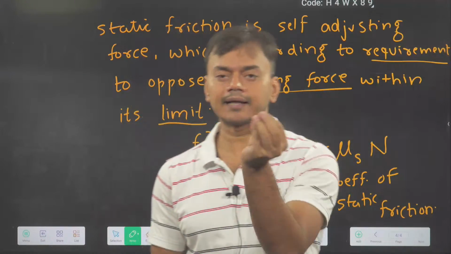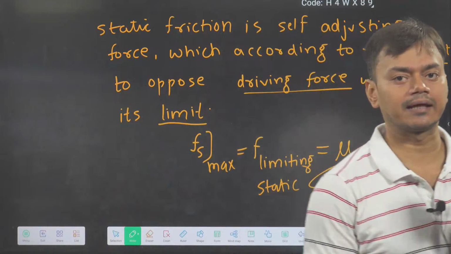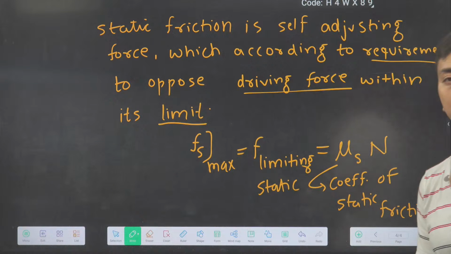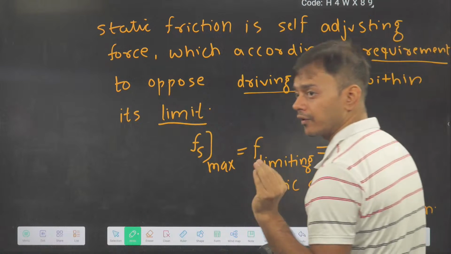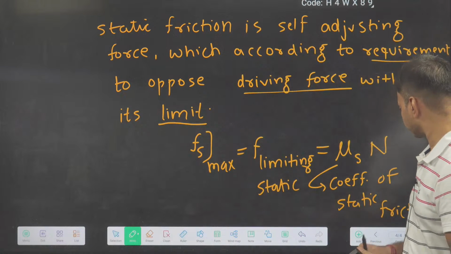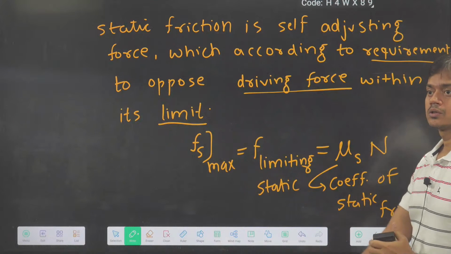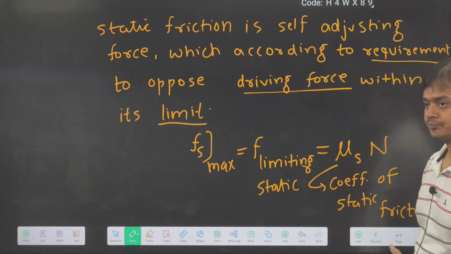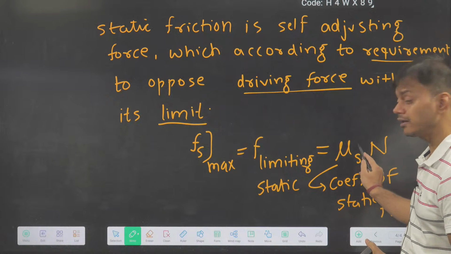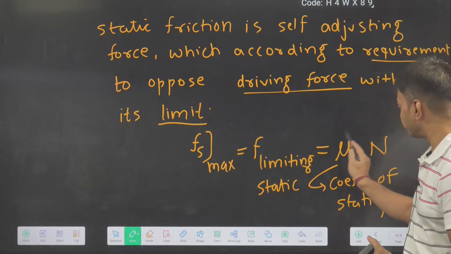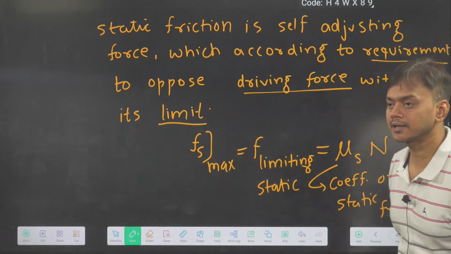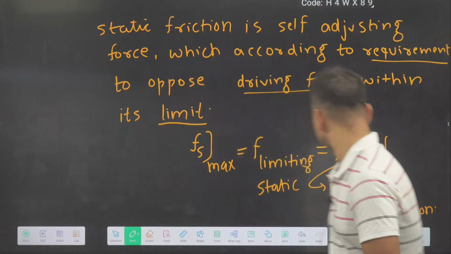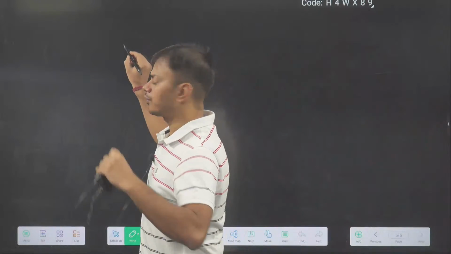Suppose static friction's maximum value is 10. And requirement is for 2 only. So it will assume value of 2. Requirement is for 4 only. It will assume value of 4. Requirement is of 8 only. It will assume value of 8. I think you have copied. In questions, mu s will be given. Just multiply with normal reaction and you will get an idea of the maximum value static friction can attain.